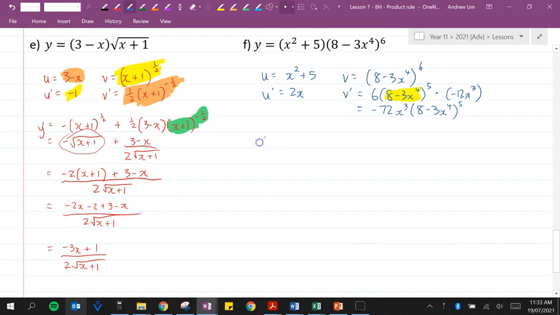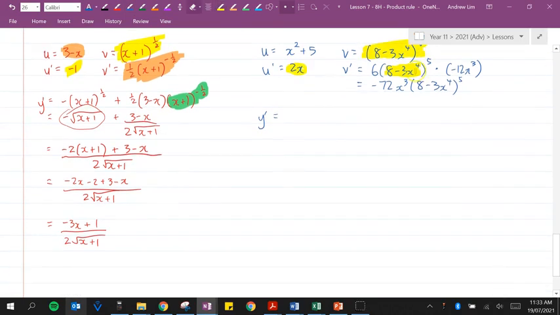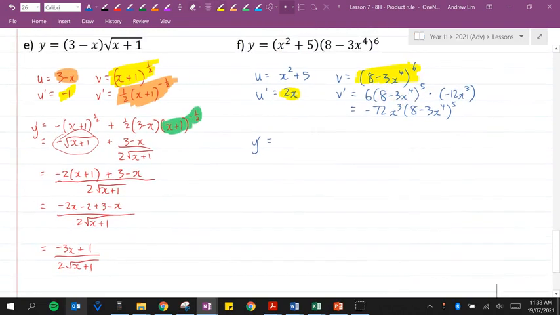Okay, so the derivative, y dash, is equal to vu dash, these two times together, which is equal to 2x times 8 minus 3x to the power 4 to the power 6, plus uv dash, which is negative 72x cubed, x squared plus 5, 8 minus 3x to the power 4 to the power 5.